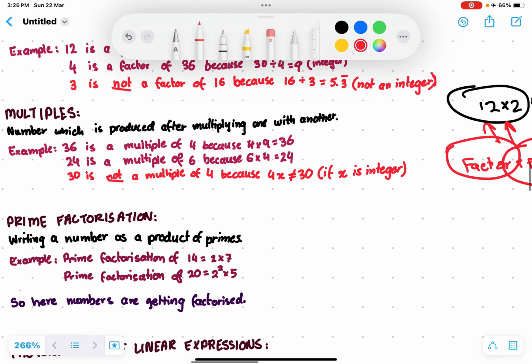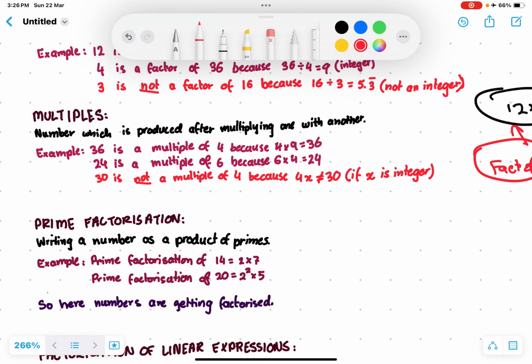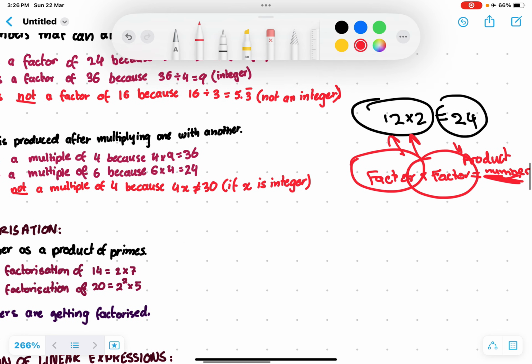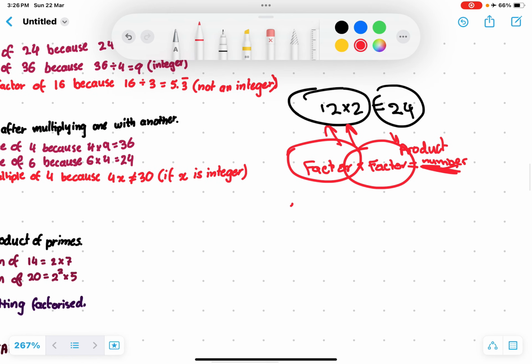Alright, so let's look at another example. We said 36 is a multiple of 4 because 4 times 9 is 36. So that should be clear. It's 36, and that means this and this, these are factors, right? And this is our multiple. This is our product or multiple.